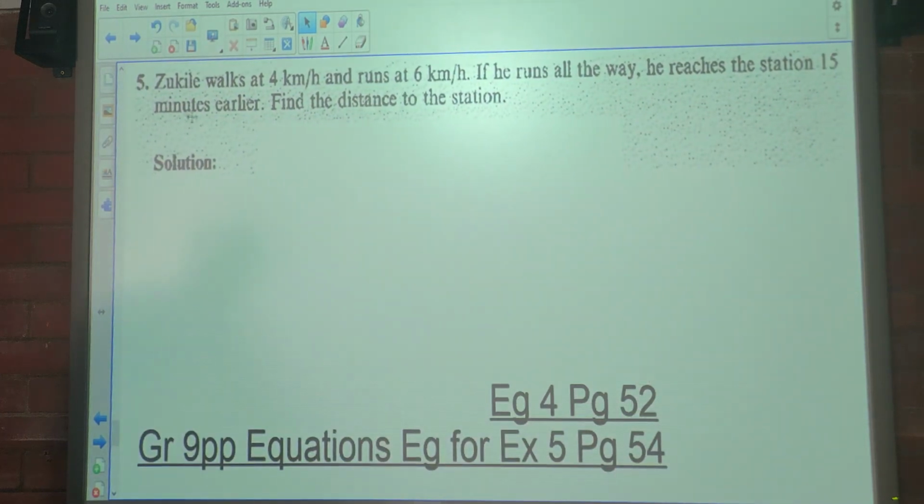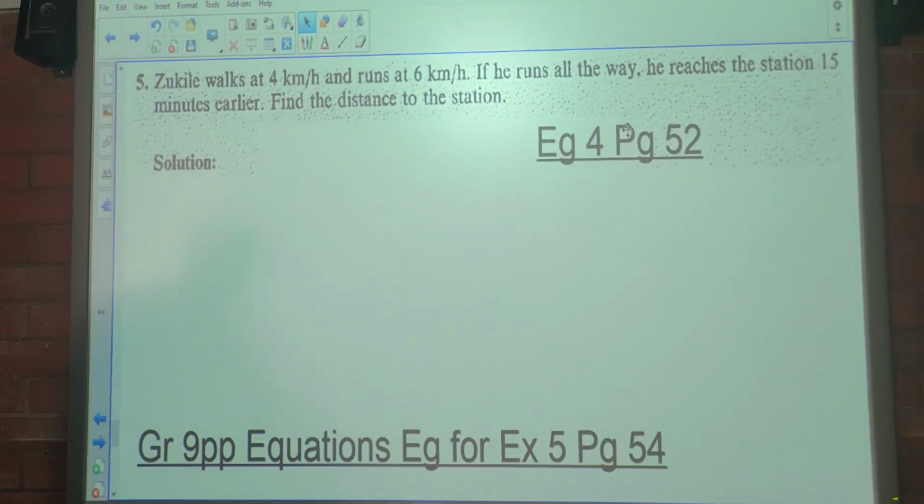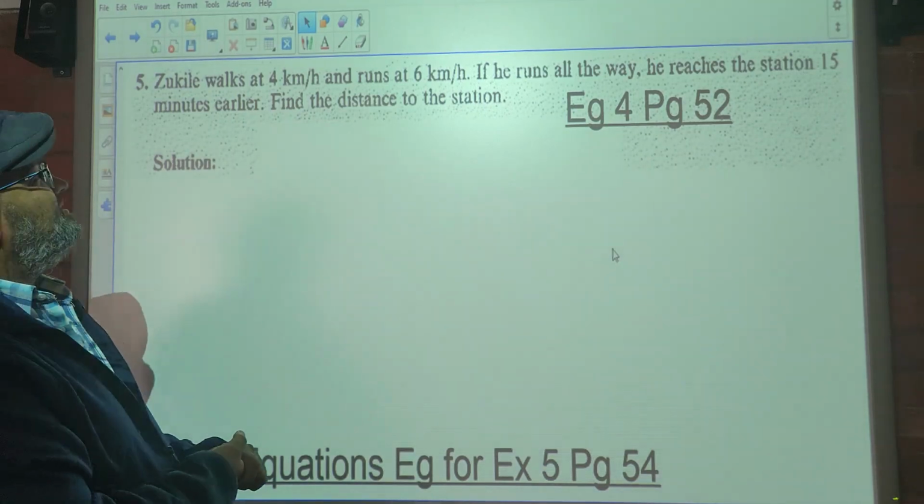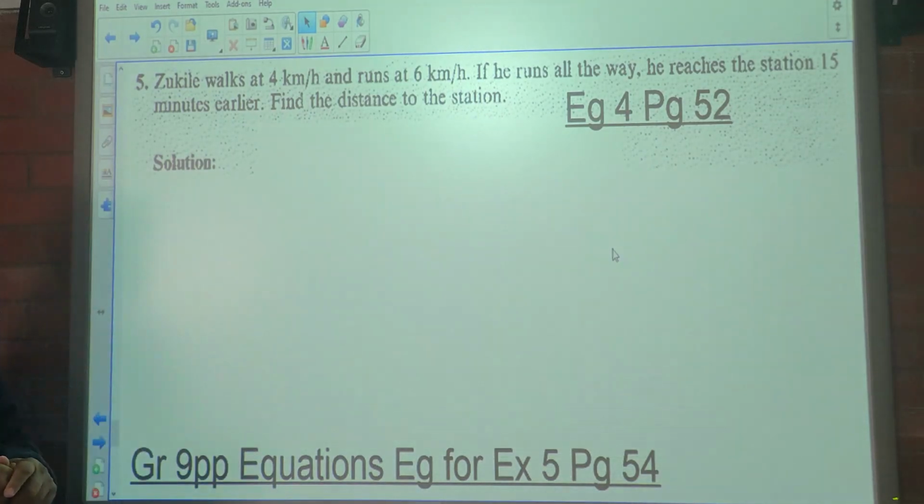What's this guy's name? Zucchini. Okay. So here we are told that Zucchini walks at 4 kilometers per hour and runs at 6 kilometers per hour. Something wrong with Zucchini, no?